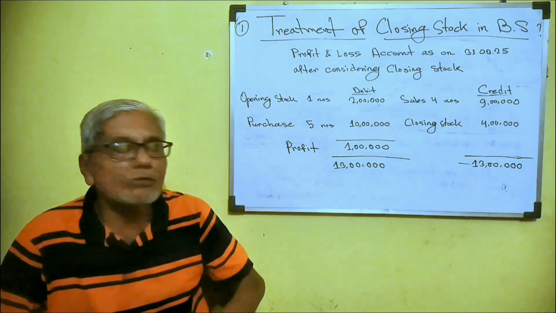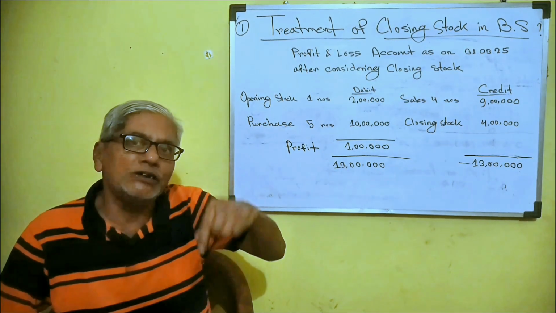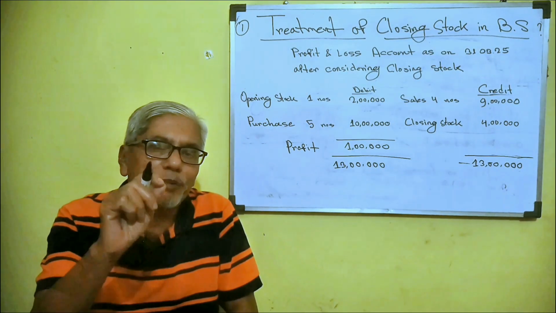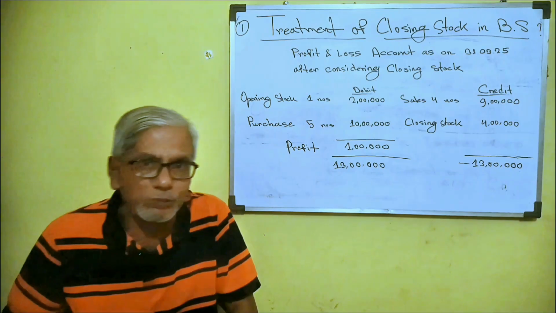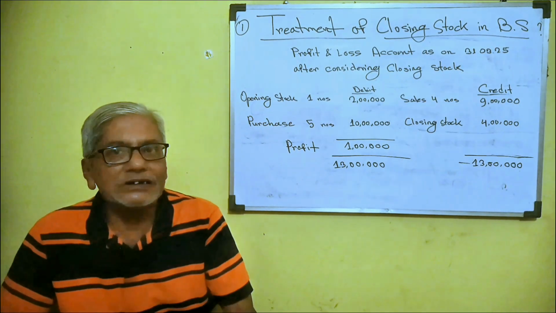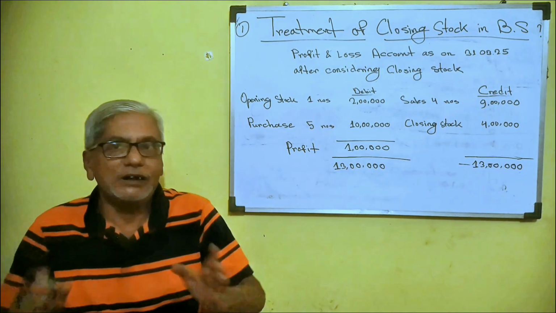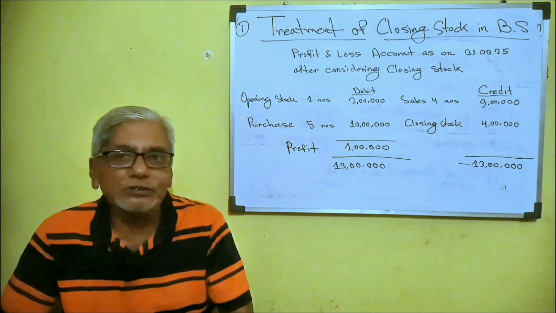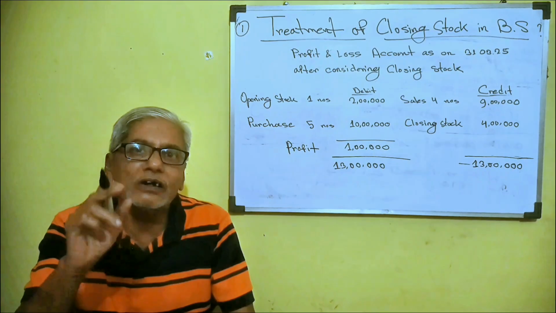After incorporating the closing stock, the profit has come to 1 lakh rupees. What I have been telling is that if you apply your common sense, per vehicle profit is 25,000, and 4 into 25,000 is equal to 1 lakh rupees. Now this is the correct thing. The interviewer can ask, is this also correct? Arithmetically it is correct.